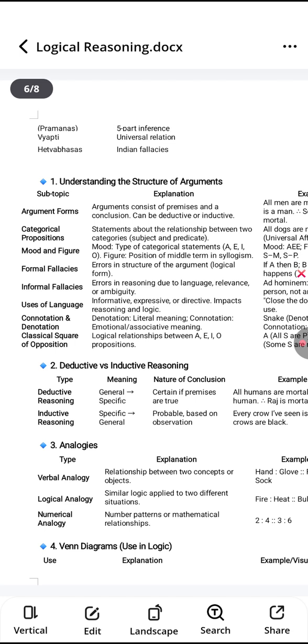Next we have uses of language. It is basically three types: informative, expressive or directive, impact, reasoning and logic. Next we have connotation and denotation. That means the denotation which include the literal meaning, and connotation which talk about the emotional and associative meaning. Next we have classical square of opposition, where we talk about the logical relationship between A, E, I, O preposition.